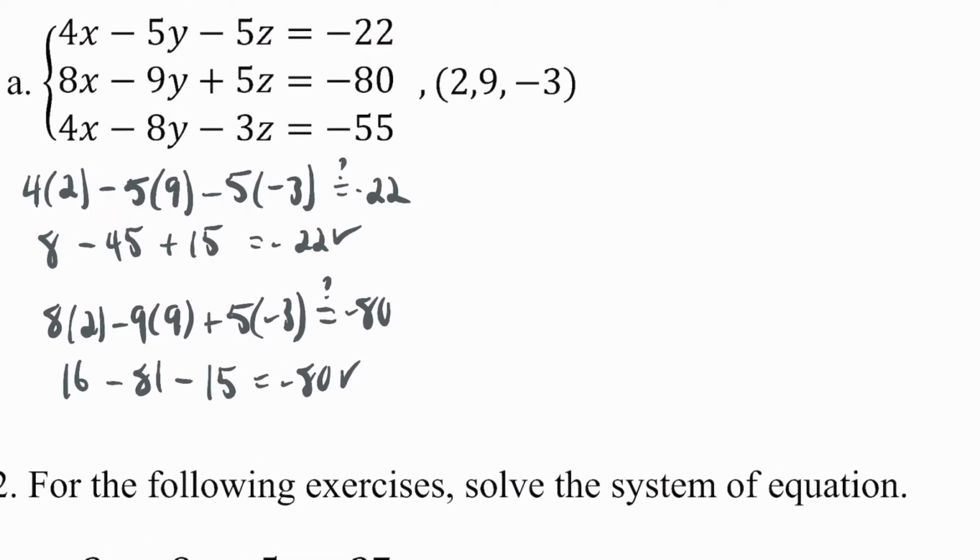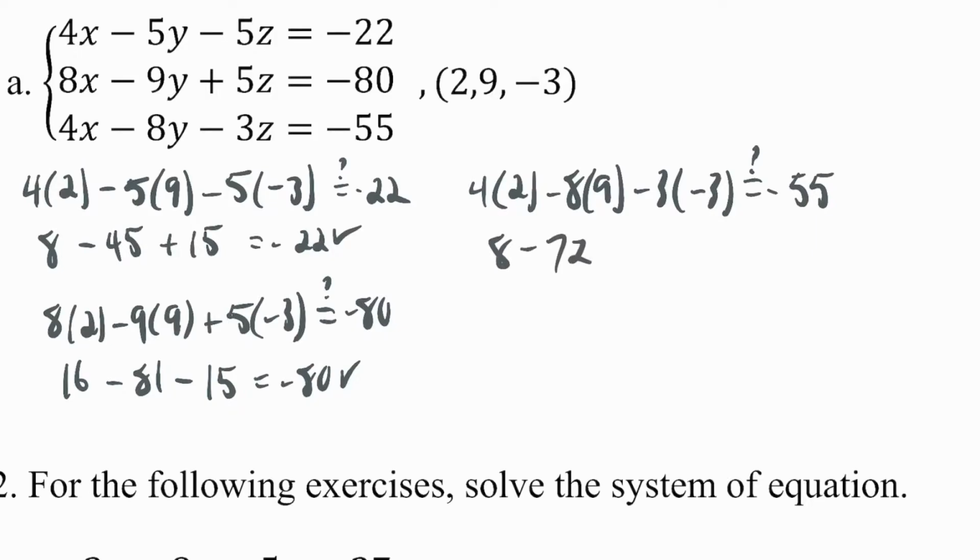So let's check the last one. I have a feeling that it's not going to solve this one. That would just mean that I did this in exactly the wrong order. So is this equal to negative 55? 8 minus 72 plus 9. Is this equal to negative 55? Actually, let's leave that blank for now.